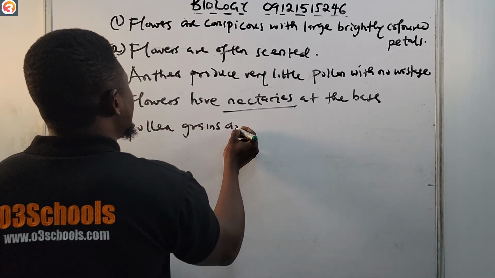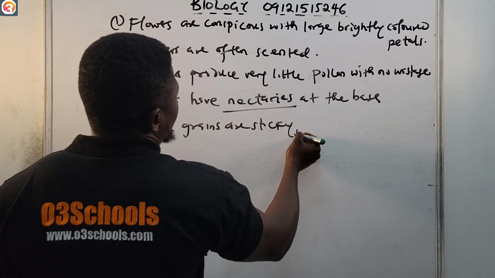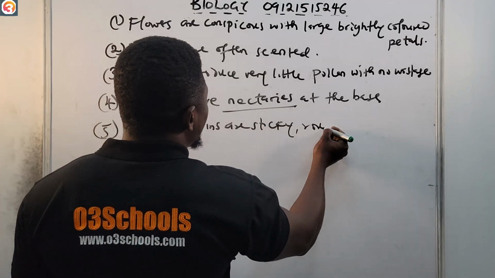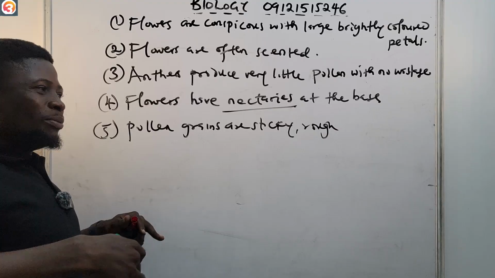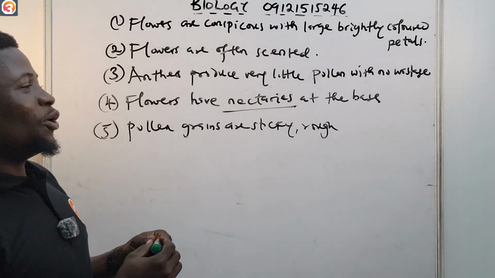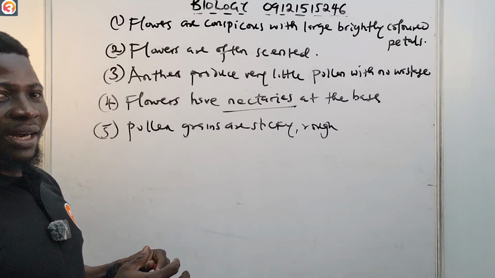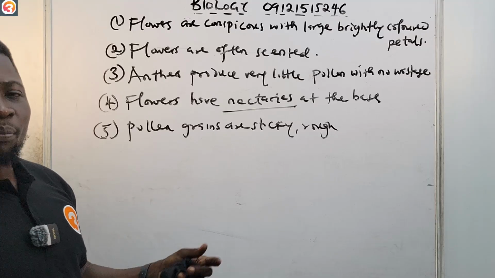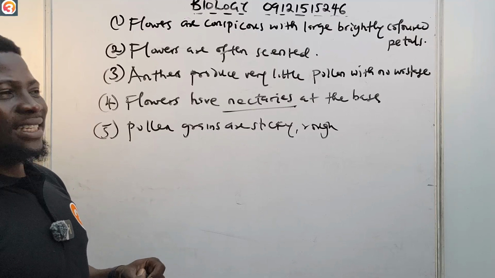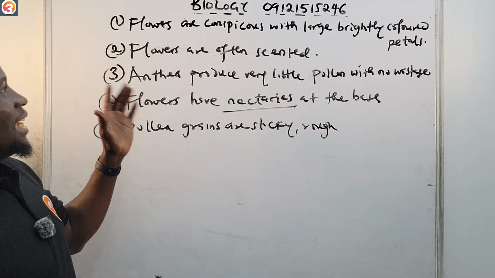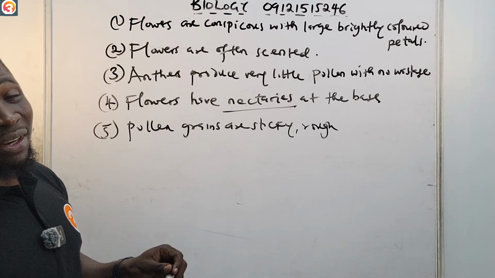Then number 5, pollen grains are sticky. Apart from being sticky, they are rough and can stick to the body of the insect, or any other animal that is coming to take that nectar. It's as simple as ABC. So these are the characteristics of insect pollinated flowers.